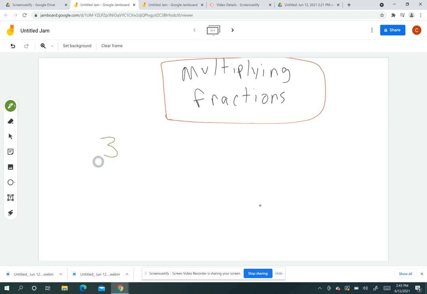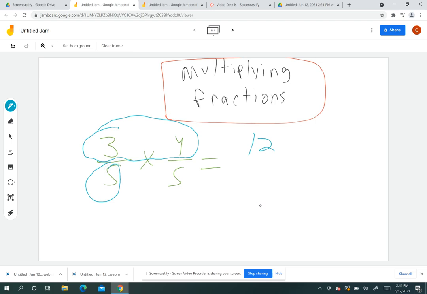So if I have an example and I had 3 over 5, right? And I'm multiplying with 4 over 5. All I'm going to do is take the top left numerator, multiply with the top right numerator. So 3 times 4, 12. And then the bottom left denominator with the bottom right denominator, I'm going to multiply that. So I get 12 over 25. 5 times 5, 25. 3 times 4, 12. That's all you're doing when you multiply fractions, is you're multiplying straight across.